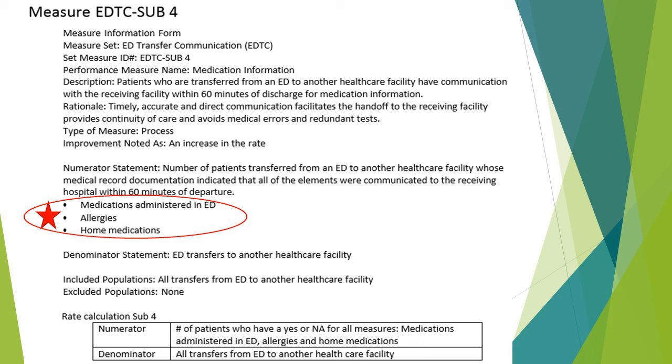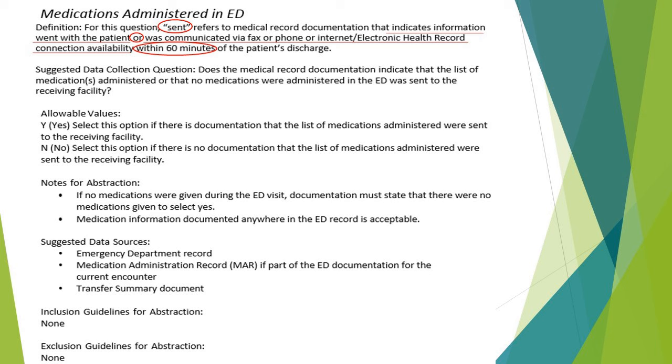And I'm going to actually go into, let's see if I can bring it up. Does anybody actually have any questions about how those are all related, or how the data elements are tied to ED transfer Measure-4? I mean, okay, I kind of figured.